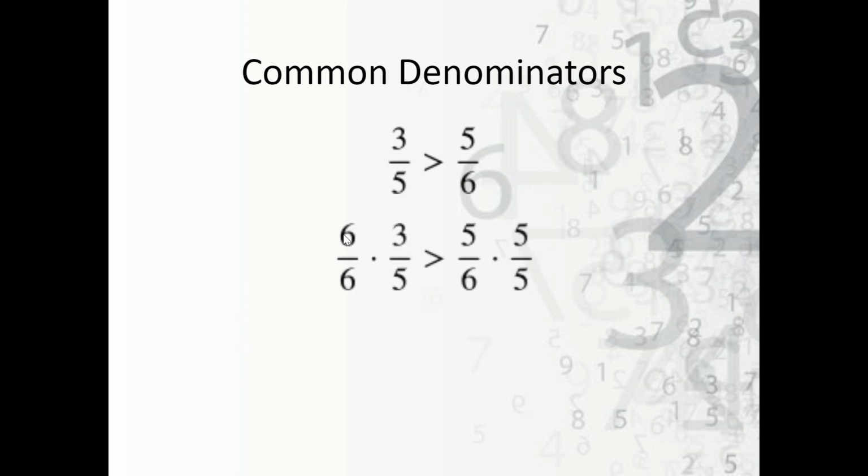And what we end up with is 6 times 3 is 18 and 5 times 5 is 25. So we get 18 over 30 and 25 over 30. So that's one possibility of what we can do.